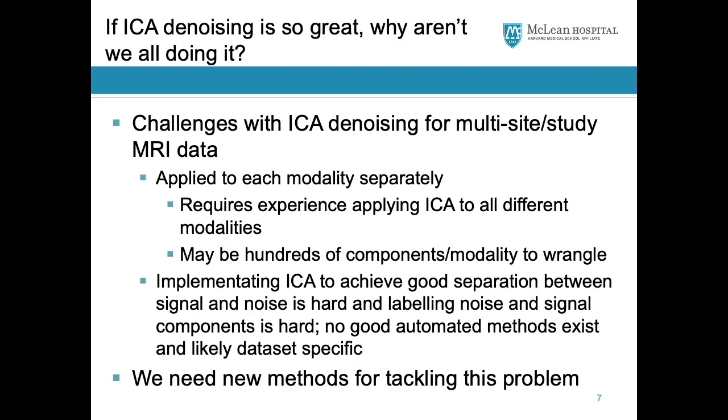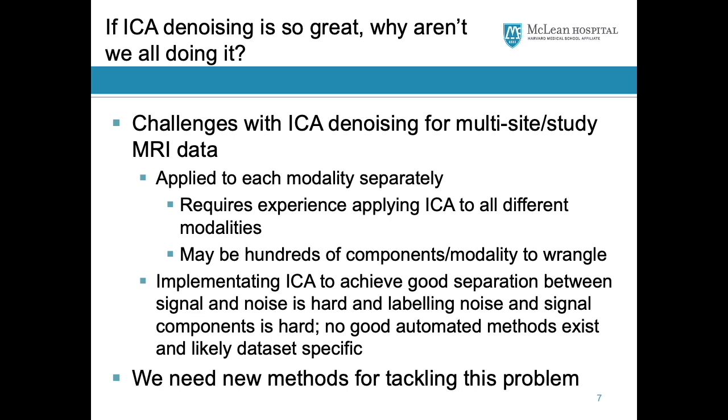There are challenges with ICA denoising for multi-site, multi-study MRI data. Namely, you have to apply it to each modality separately. So you might have task fMRI data, you may have diffusion MRI outcomes like fractional anisotropy and mean diffusivity. You may have structural MRI outcomes like gray matter concentration, surface area, or cortical thickness. You would have to apply ICA to each one of those sets of spatial maps separately.